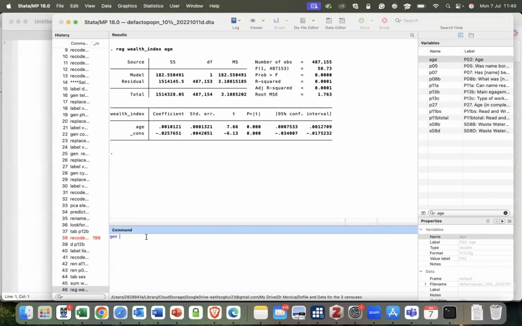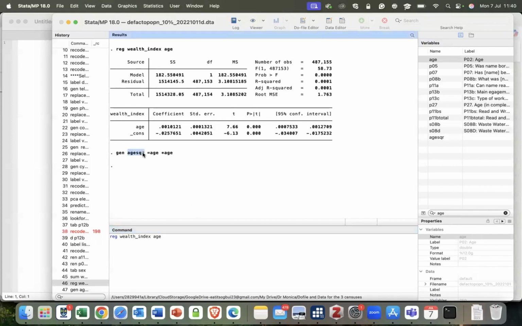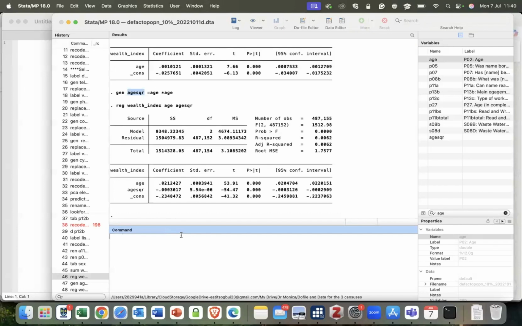So generate age times age. So we have age squared generated. To run our regression again, now with the age squared variable. Perfect. So we realize that the initial age is positive and the age square here is negative.